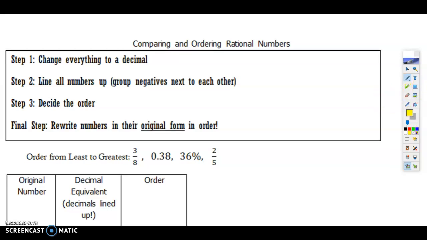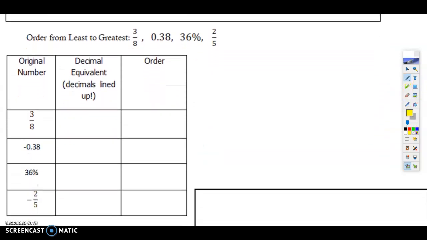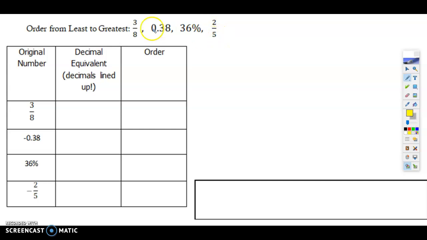So let's look at your first example. We've got 3/8, 38/100, 36%, and 2/5, and we need to order them from least to greatest. So first, we're going to convert each one of them. If you don't remember what the decimal form for 3/8 is, remember to come over here and do some long division. So we got 3 divided by 8.